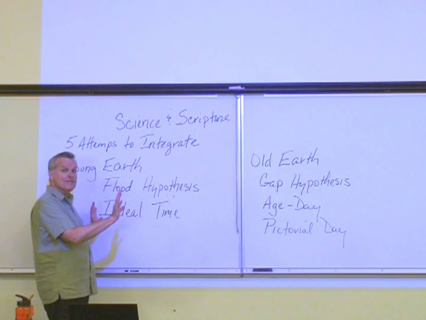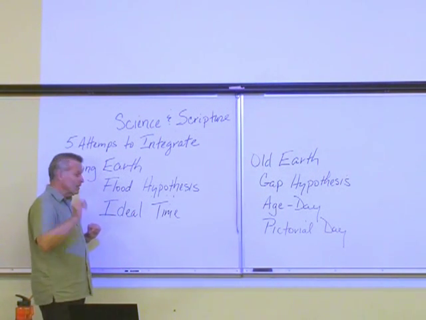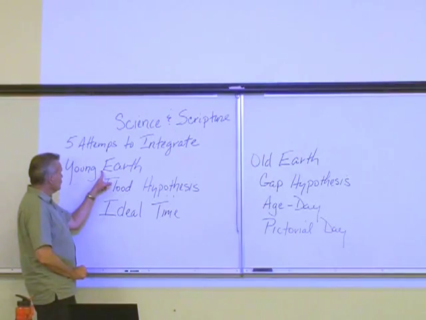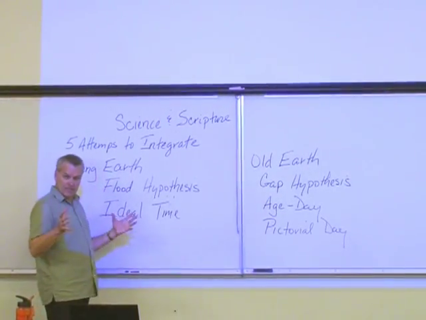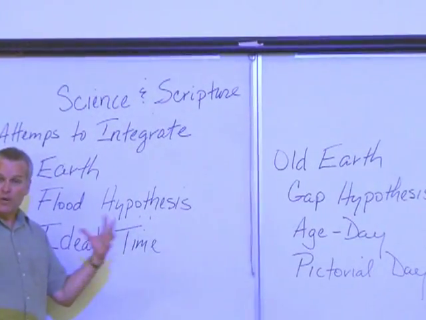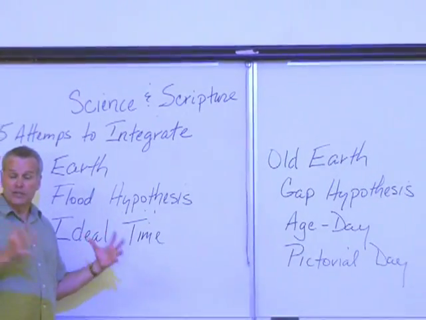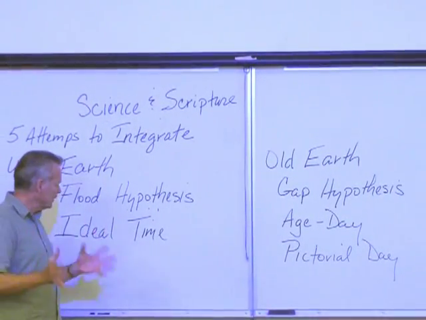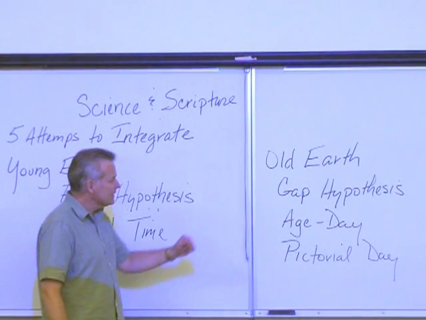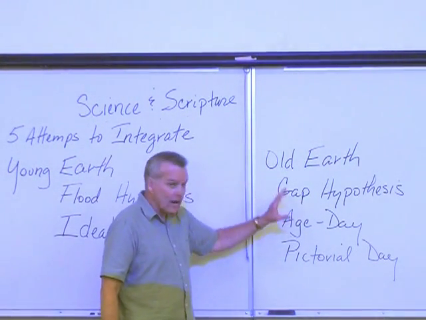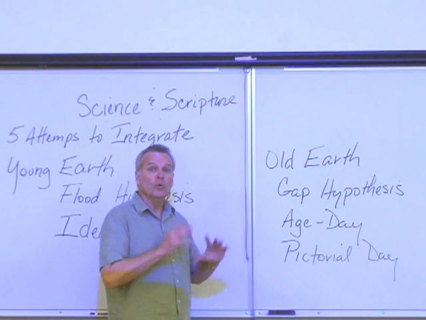And there are really 5 attempts at integration that I want to put before you. 2 of those are young earth theories, with the sense that God created the universe in 6 literal days. How would that actually work out? So there are 2 theories on that. There are 3 theories, or hypotheses, if you will, on old earth.